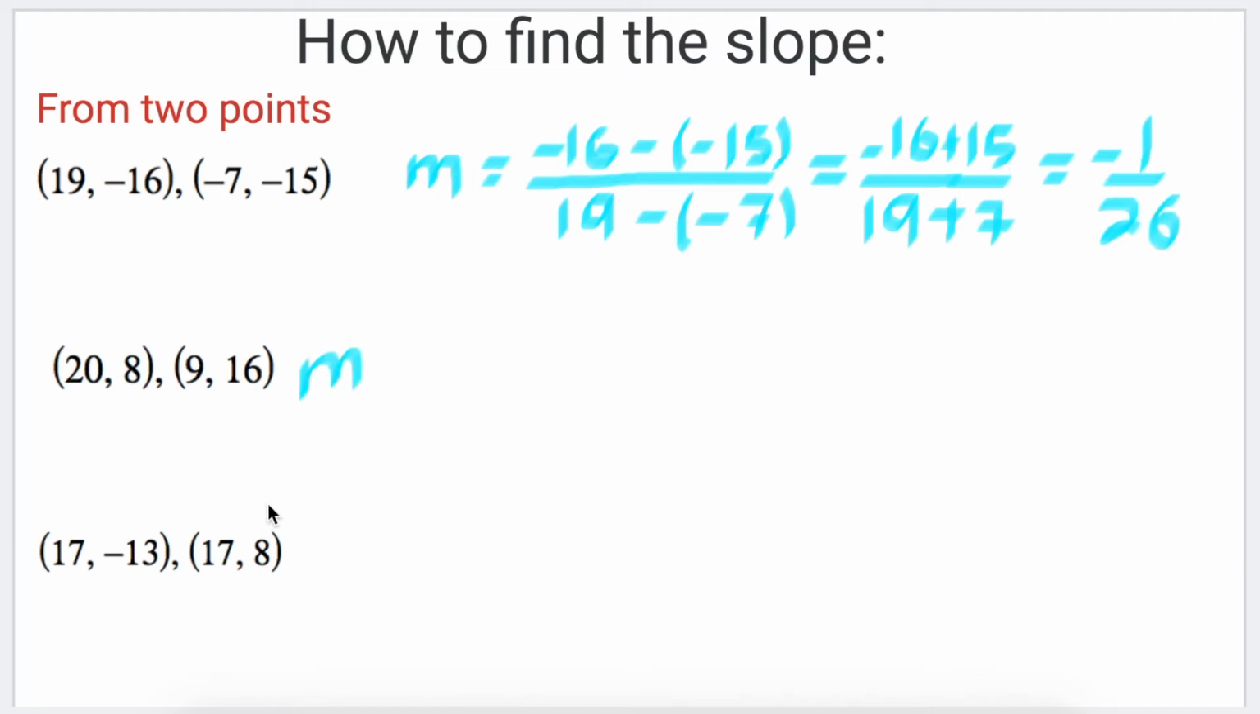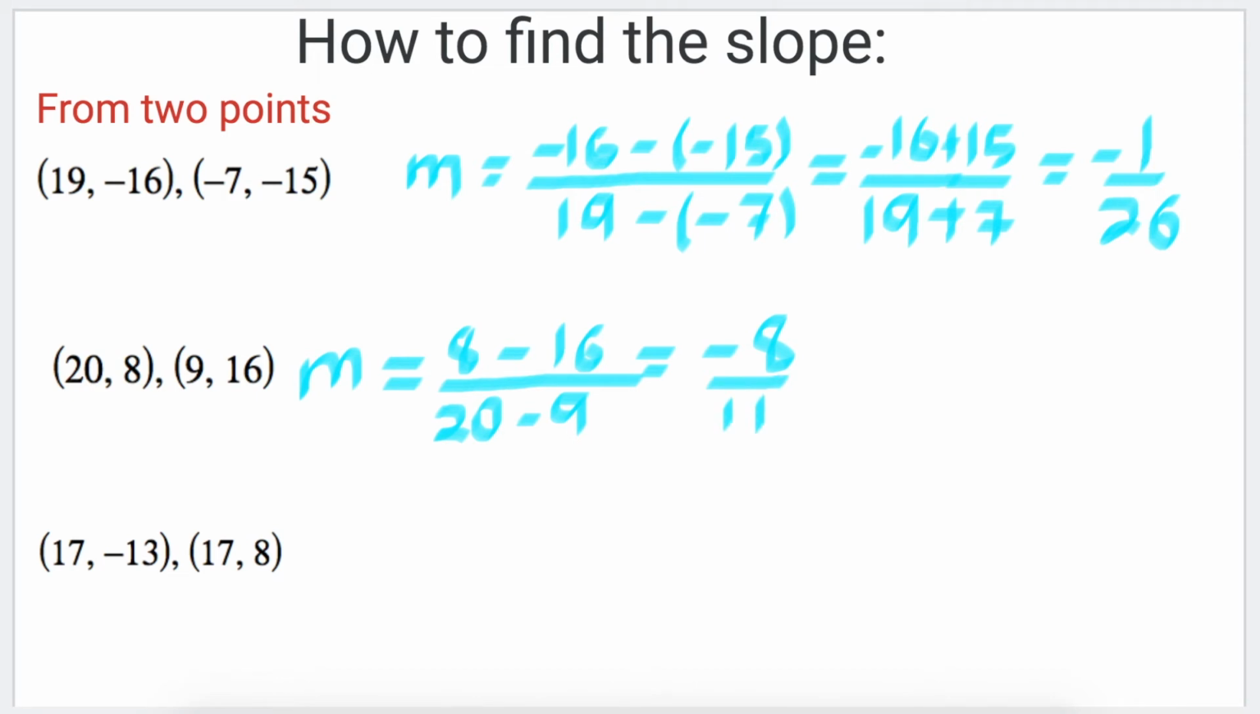The second example, we're going to go through the same process, starting off with m equals the vertical change, it's going to be 8 minus 16, and the horizontal change is 20 minus 9. 8 minus 16 is negative 8, and 20 minus 9 is positive 11. This fraction here cannot be simplified, so this is the final solution.